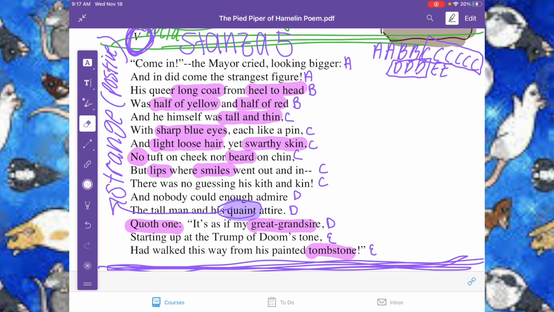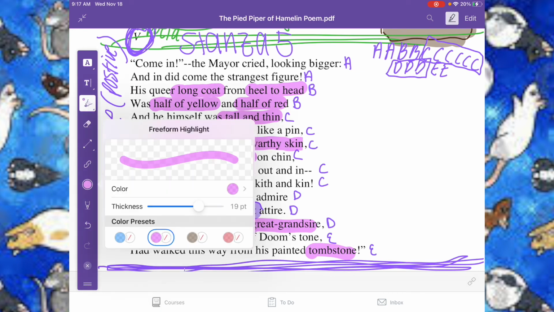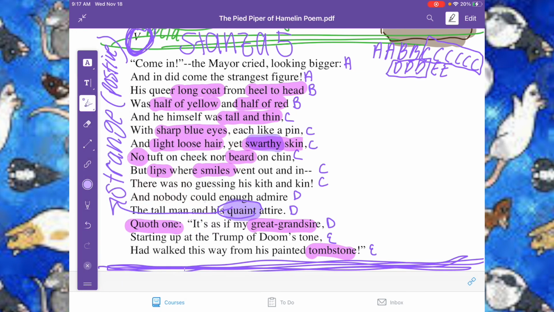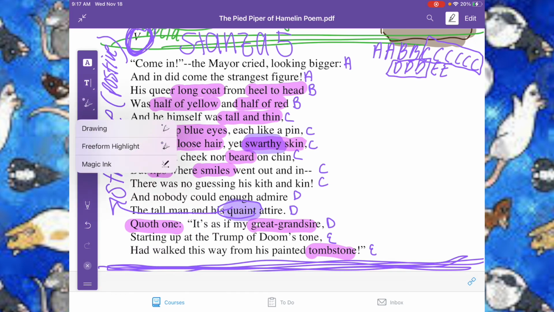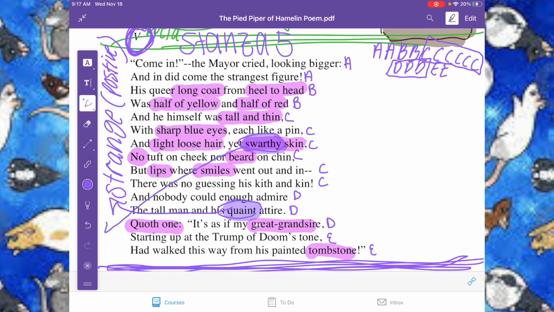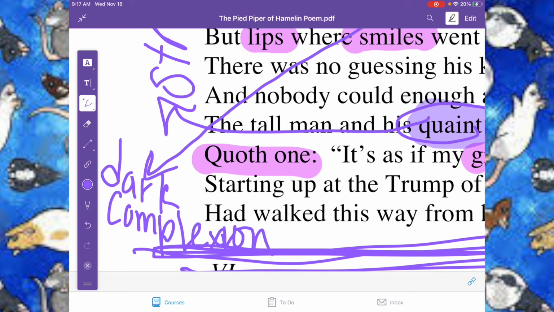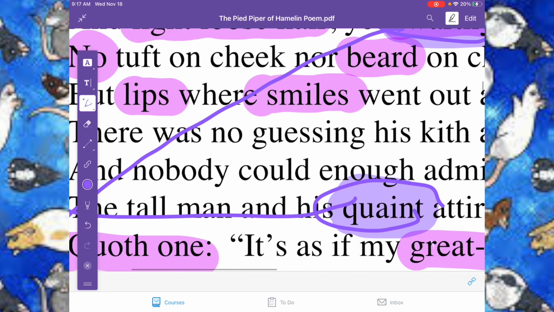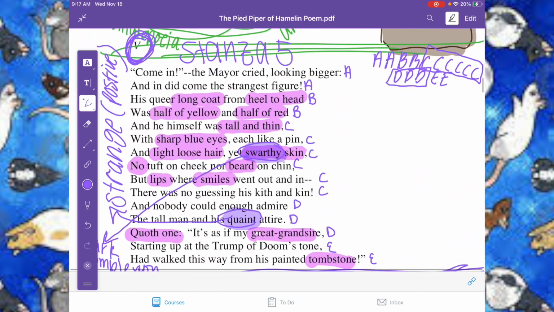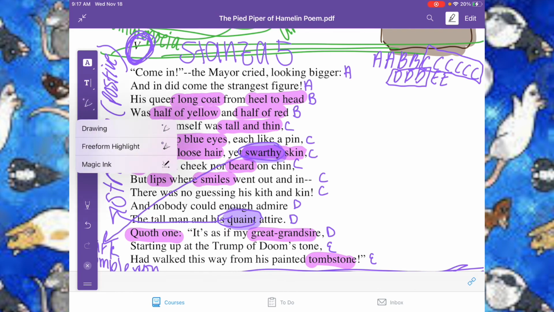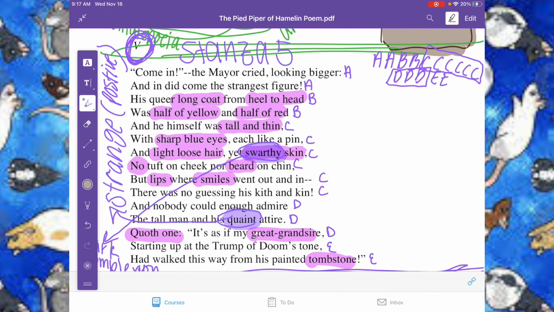Okay, and then I do want to draw attention to our one vocabulary word in here. Swarthy. It's another vocab word. Swarthy is a dark complexion. Okay, so let's go ahead and illustrate this guy. So we know that he has a little bit darker of skin. We know that he's very tall. We know that he has a very strange coat on. We know he has bright blue eyes.